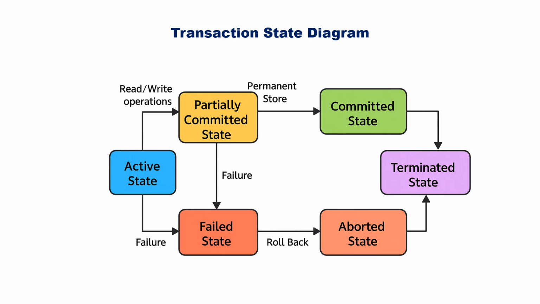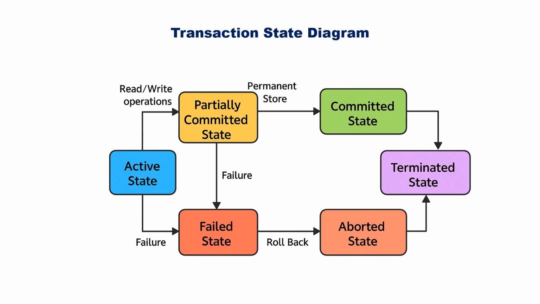Now let's look at how a transaction progresses through different states using this diagram. Active state. Every transaction starts here. It performs read and write operations as part of its execution. Partially committed state. Once all operations are completed, the transaction moves to this state. But the changes are not yet permanently saved. If the system successfully stores the changes permanently, the transaction enters the committed state. From the committed state, it moves to the terminated state, meaning the transaction is complete and closed.